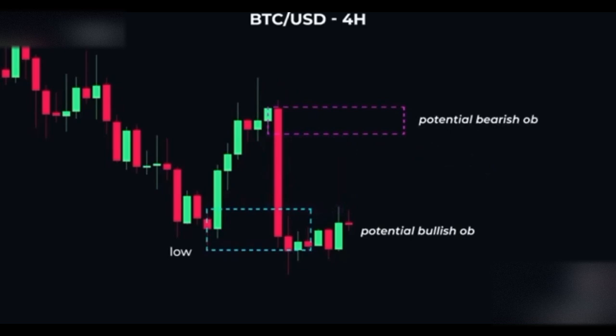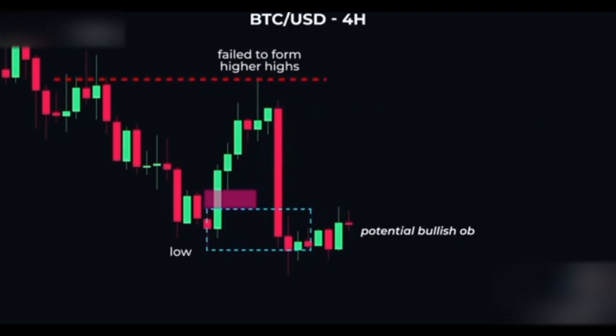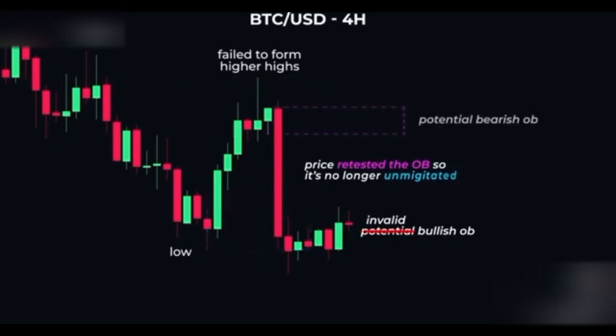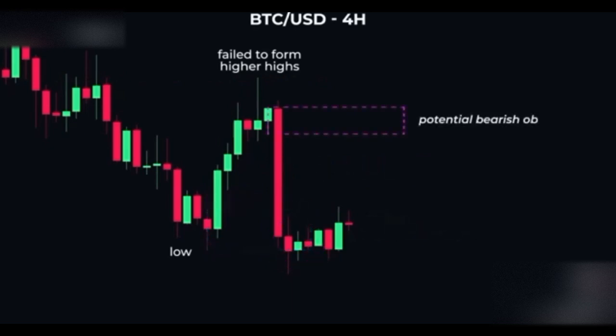However, let's double-check if these 2 potential order blocks are actually valid. For this bullish one, the price did move upward with inefficiency, but it didn't form a clear break of structure. Plus, the price retested it afterward, so it's no longer unmitigated. For the bearish order block, the price clearly formed lower lows, creating a break of structure. Plus, it's unmitigated. So, based on our analysis, only this bearish order block is valid.